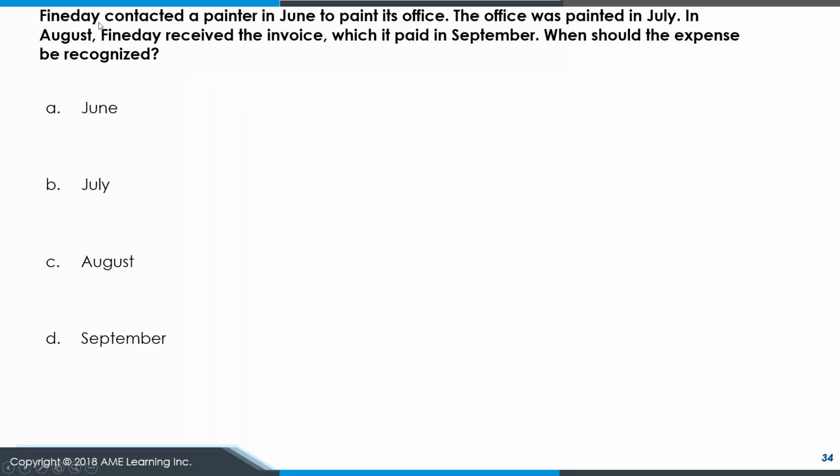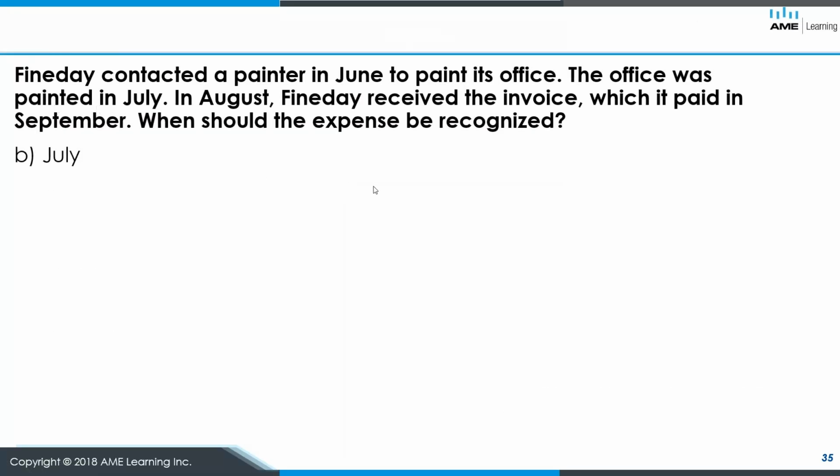Okay, so here we have a question. It says, find a. So this is us, I guess, as a company, from this company's perspective. We contacted a painter in June to paint the office. The office was painted in the following month of July, and then in August we received the invoice and we paid it in September. So when should the expense be recognized? We want to recognize the expense when it was incurred. And it was incurred, we had to pay this after the work was done in July. So July would be the point at which we should record the expense.